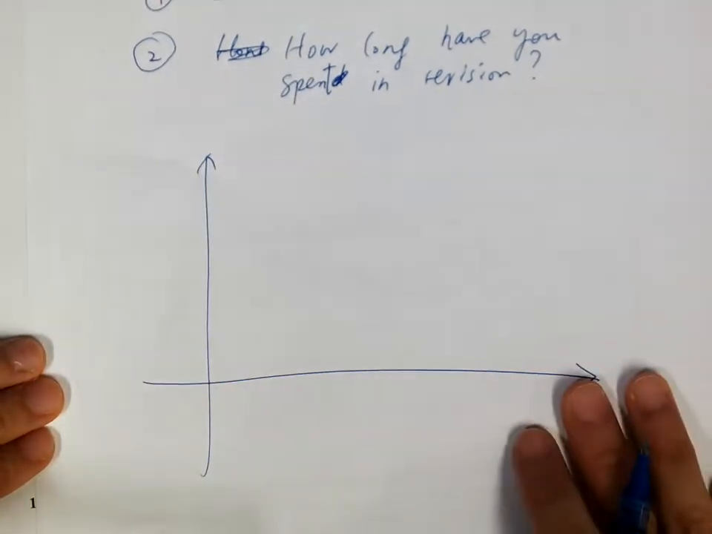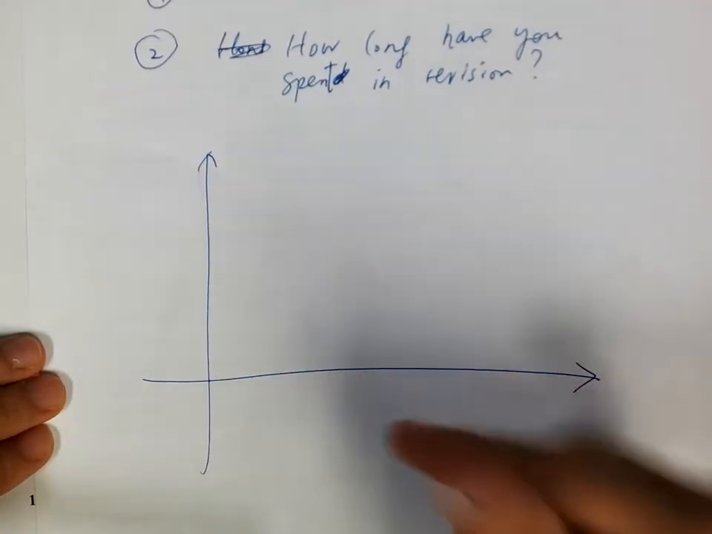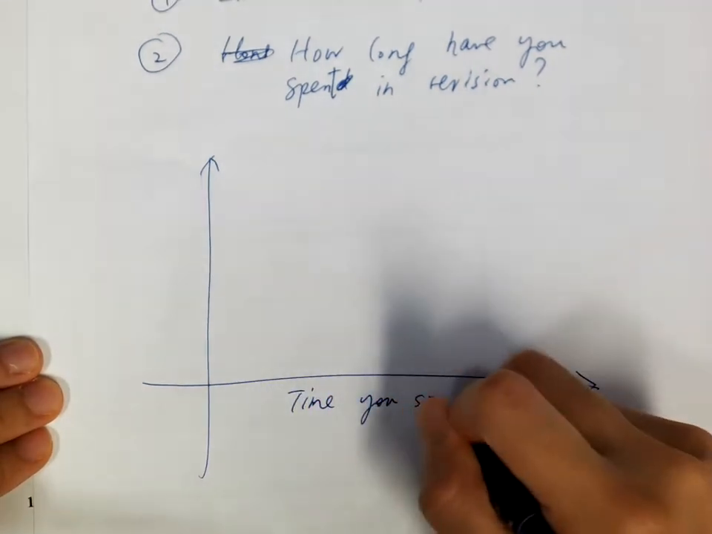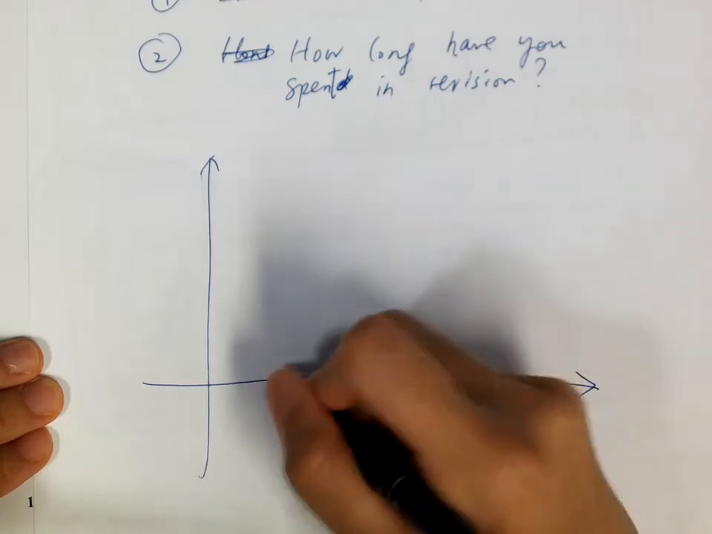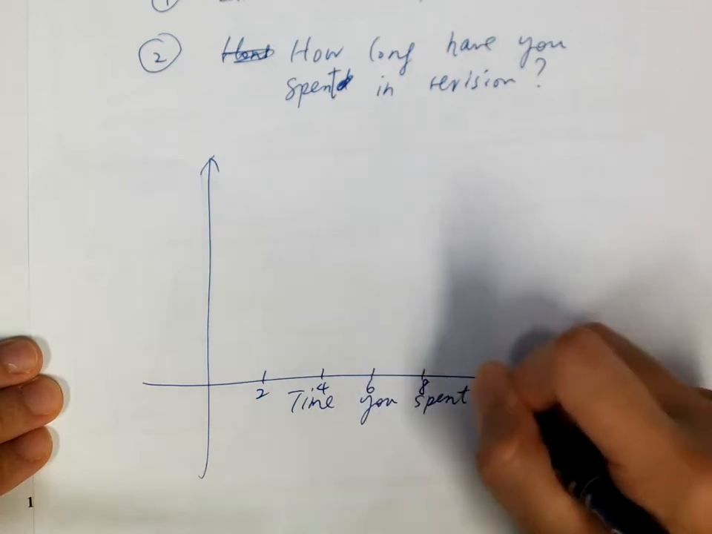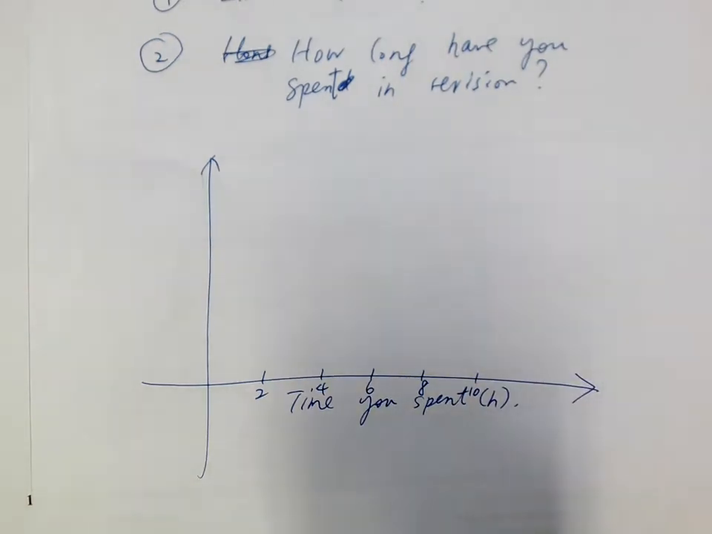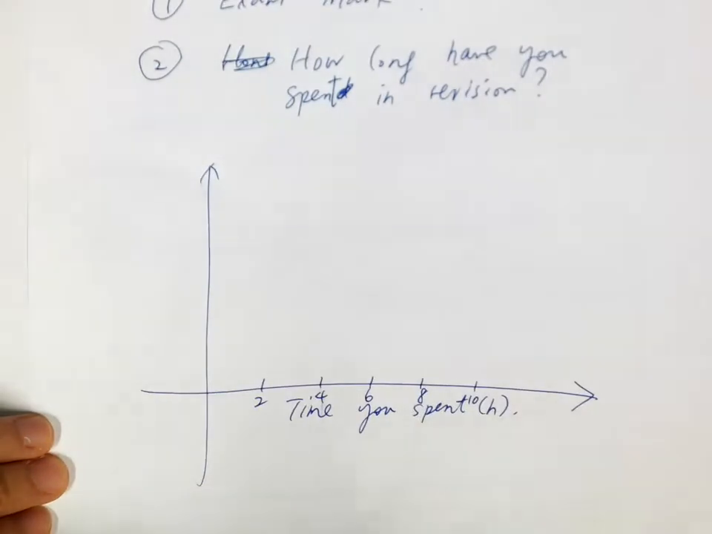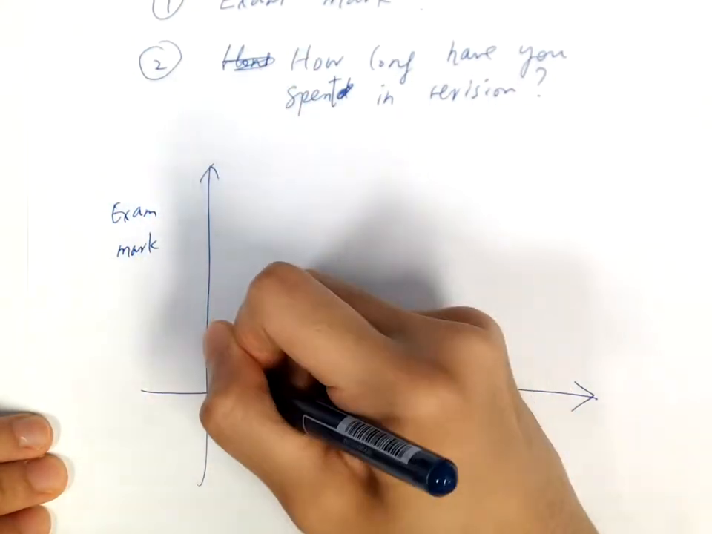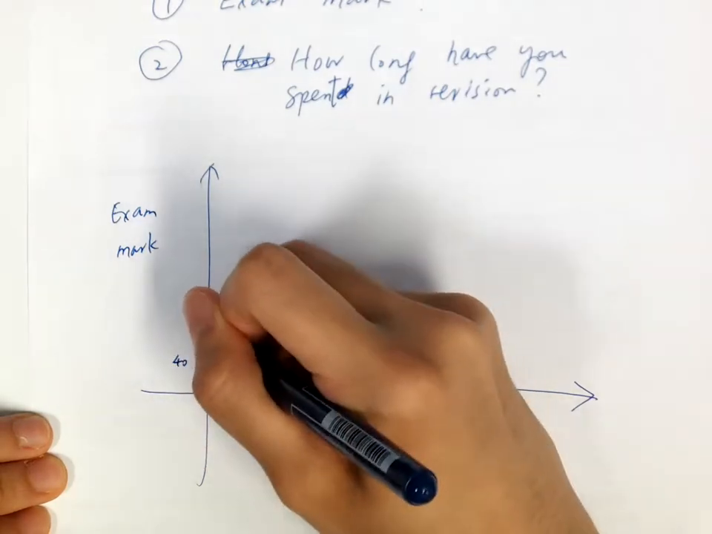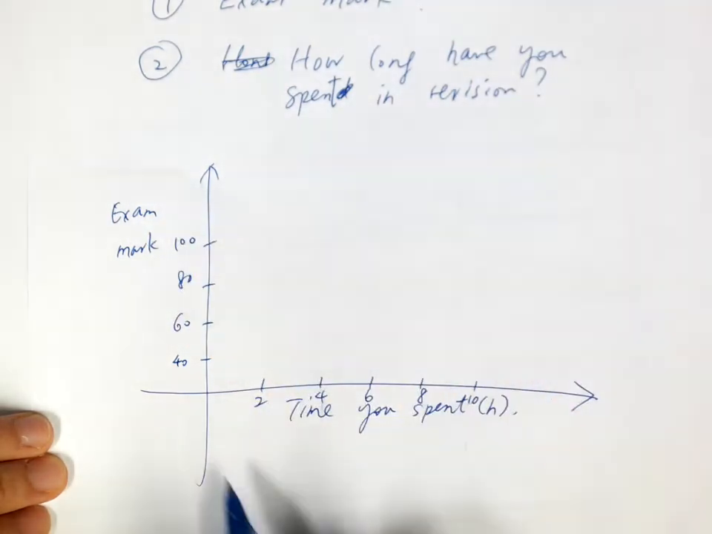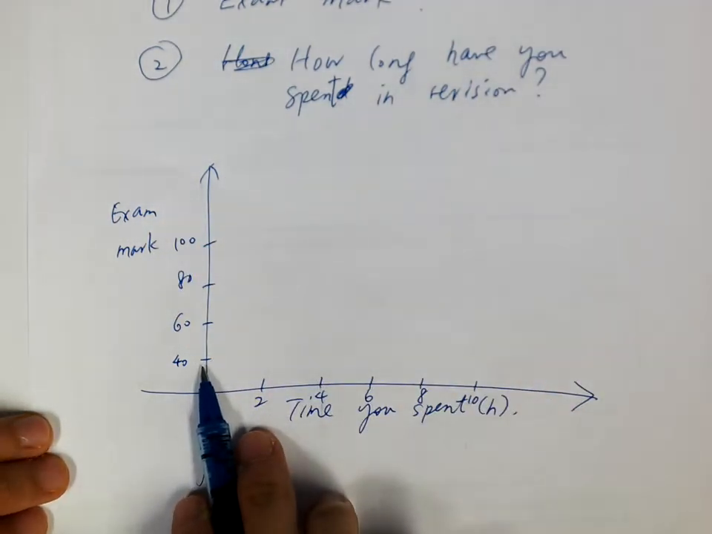For example, I will write it down. The horizontal axis will be the time you spend in hours. Let's say 2 hours, 4 hours, 6, 8, and 10. And then the vertical axis will be your exam marks, like 40, 60, 80, 100. I hope that no one gets less than 40 marks.